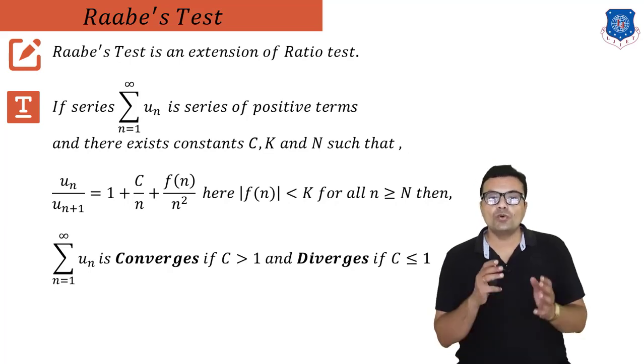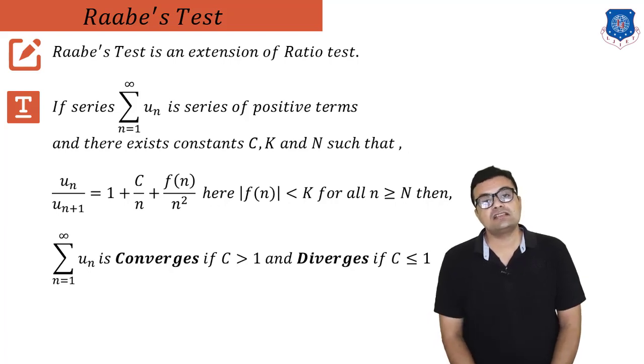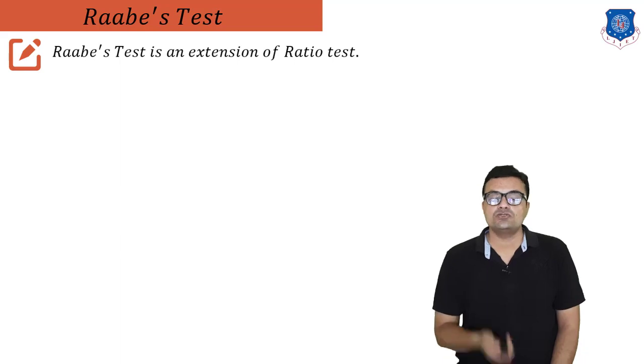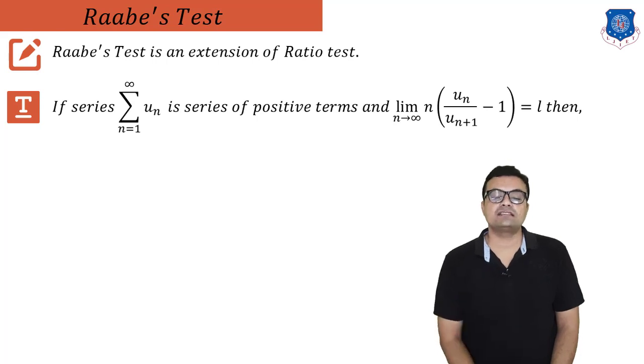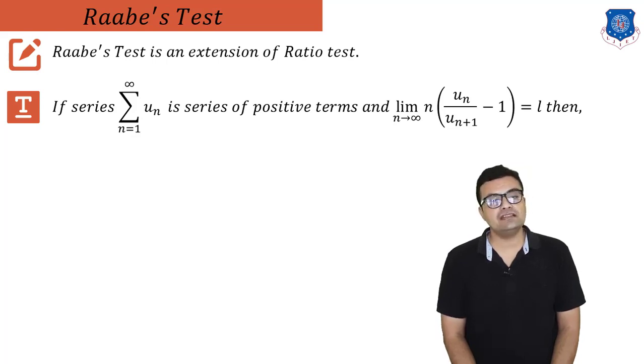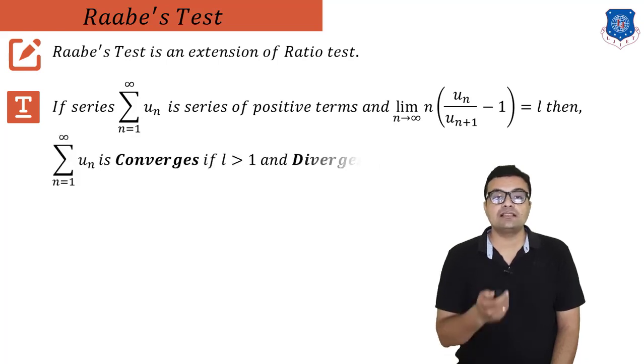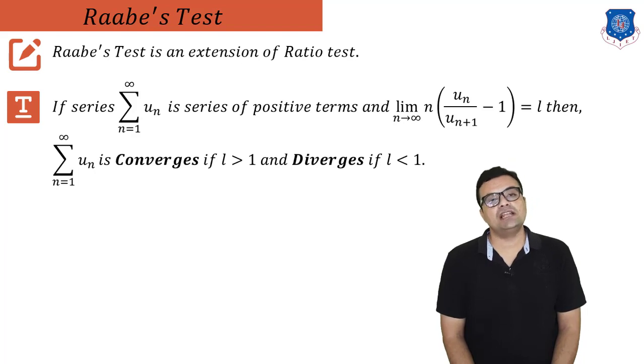So we will try to mold this condition for students in such a way that it is easy to calculate, and again we can conclude with this new condition. I am redefining the same theorem: if my series is a positive term series and the limit as n tends to infinity of n times, in brackets, u_n upon u_(n+1) minus 1, is equal to capital L, then we can say if capital L is greater than 1, this given series is convergent.